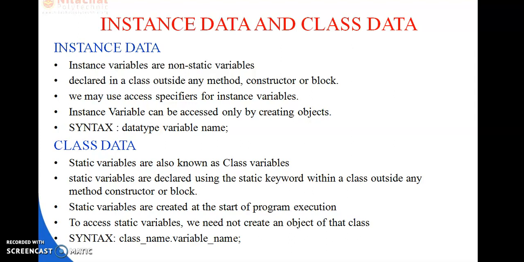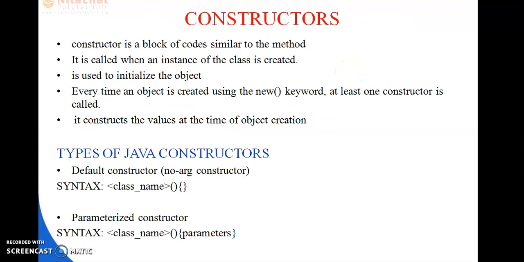Suppose a class name is A and you have a variable obj inside that class. We want to access that variable in class B. So we just write A.obj and we can access that variable in class B. Understand?